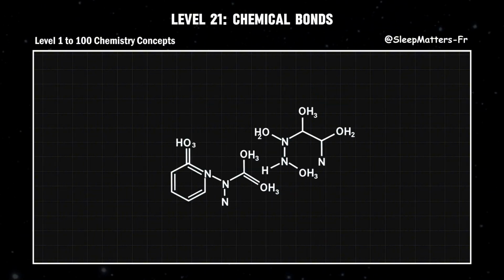Level 21. Chemical bonds. What makes two people stay together when everything is falling apart? What keeps them holding hands when the world around them is nothing but chaos? That is the mystery of chemical bonds. It is the force that decides what stays together and what breaks apart. It is the silent promise between two atoms that they will not leave each other.